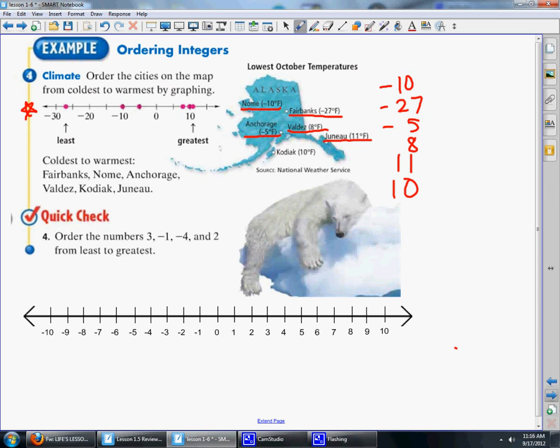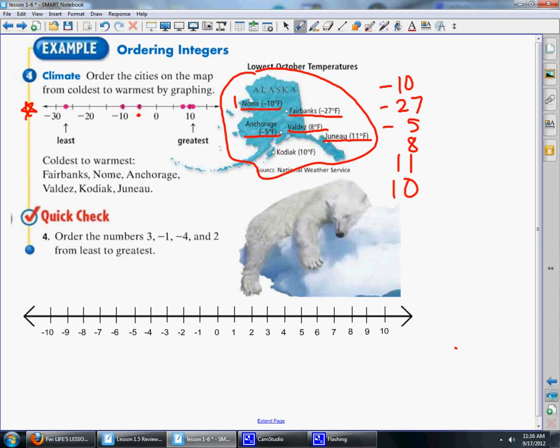and we can write them in order from coldest to warmest. So the coldest city is Fairbanks, because that's -27 degrees, and then Nome, which is -10, Anchorage, which is -5, which we find right here, and then this here is Valdez, Kodiak, and Juneau. So we just take the numbers and we write them from the smallest to the largest, and we have to match them up with the cities that are listed over here.